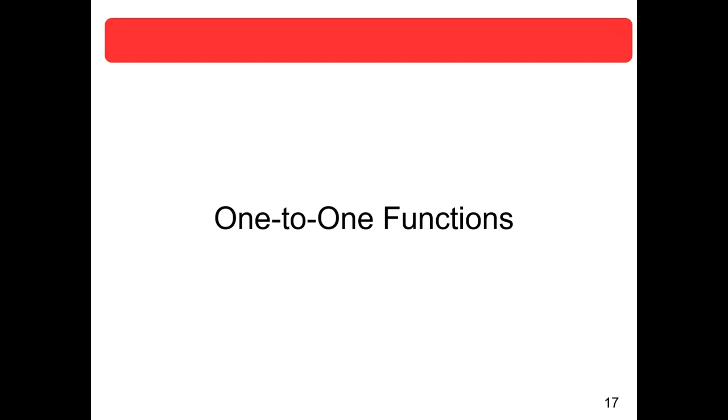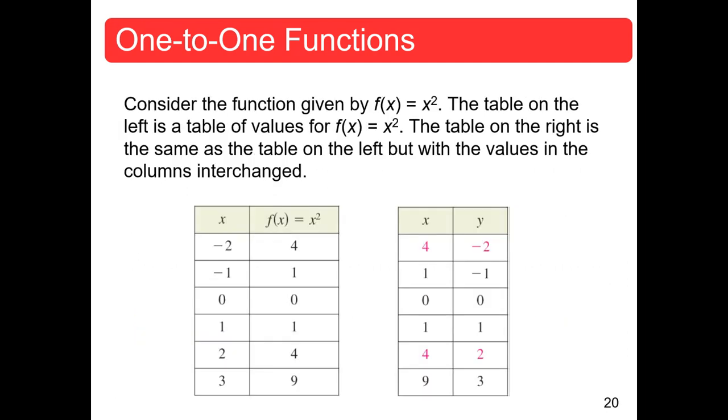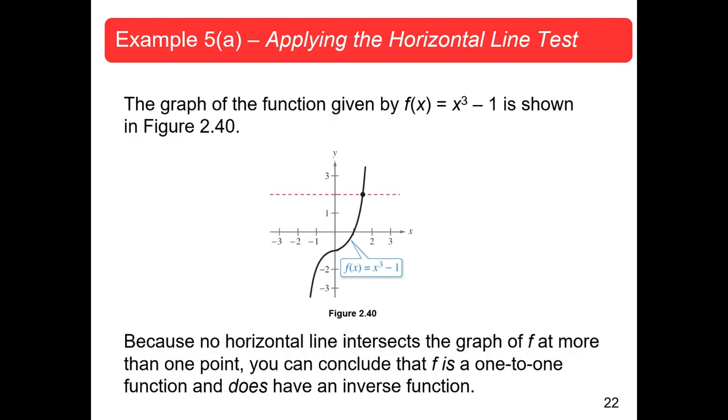So let's talk about what a one-to-one function is, and that is how we figure out if something has an inverse or not. You use the horizontal line test to determine that. It works just like the vertical line test did to determine if something was a function, but it's a horizontal line. So if you notice this, if I were to draw a horizontal line at any point across here, it only crosses one time. So I know that this function has an inverse. It is one-to-one, so I know that it has an inverse.